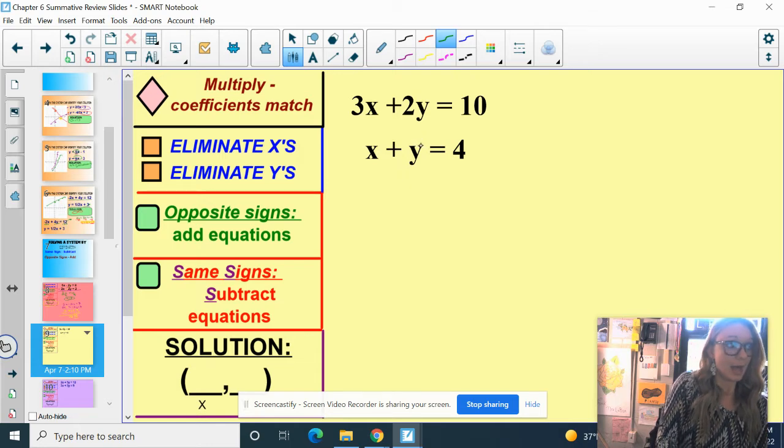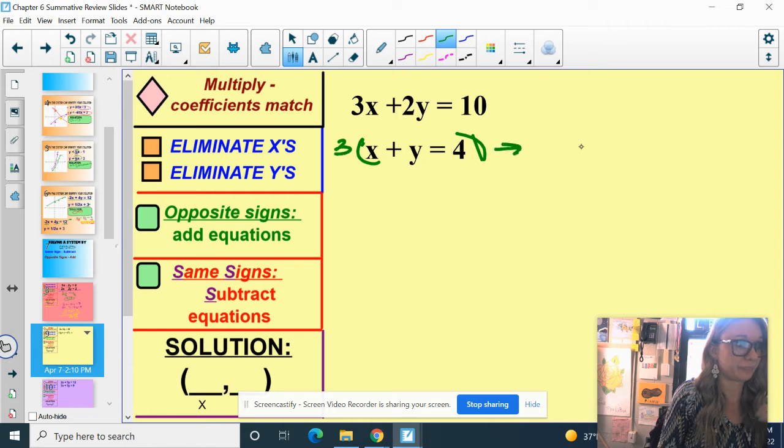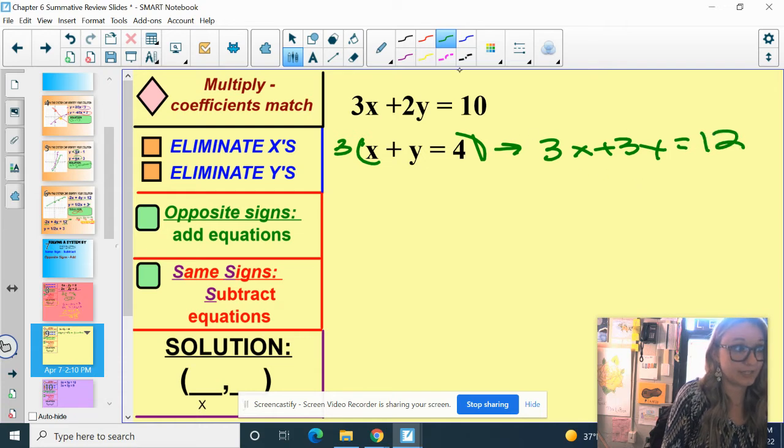make them match. Let's say we're going to get our x's to match. So I'm going to have to multiply this whole thing by 3. So I've got 3x plus 3y equals 3 times 4 is 12. I did not touch my top equation, so I'm just going to rewrite it here.